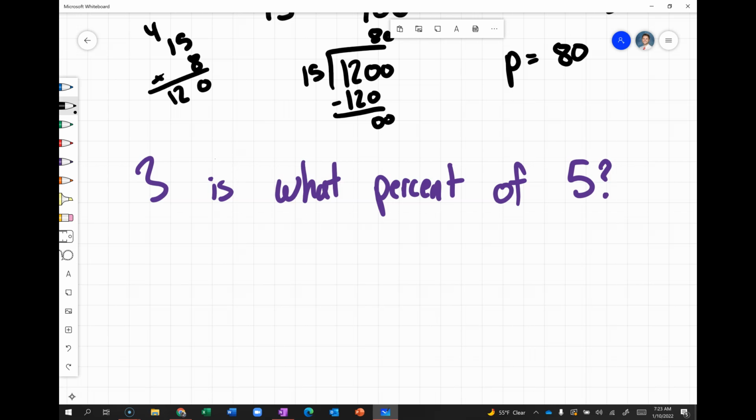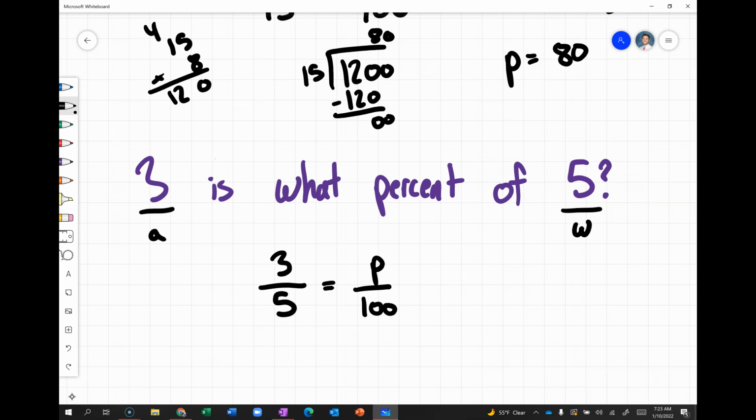Looking at another example, we have 3 is what percent of 5? Again, 3 is our part, that's A. 5 is our whole. So 3/5 is equal to P over 100. We can use our cross products rule here, or you might recognize that we have a nice easy denominator: 5 times 20 is 100. So 3 times 20 would give you P, which is 60. P equals 60, meaning 3 is 60% of 5.